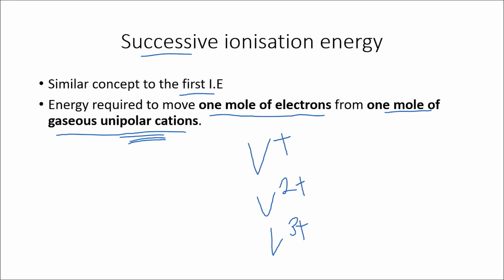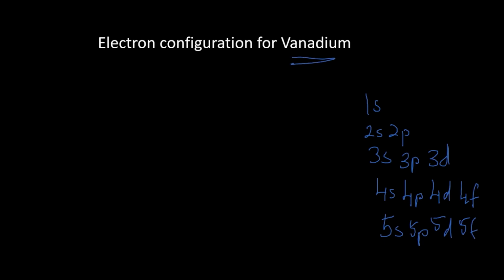But before I show you the diagrams and explanations, we need to understand the electron configuration one more time, in case we forgot about it. So let's look at that. The electron configuration for vanadium.